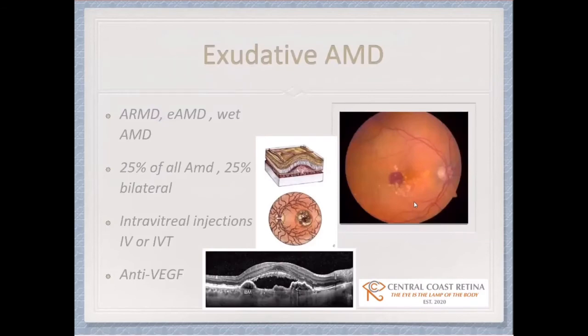Here's the exudative or the wet form of macular degeneration, and sometimes they have bleeding under or in the retina. And what that means is abnormal blood vessels are creeping under the retina, lifting it up and bleeding or leaking into the retina. It's only 25% of all macular degeneration, and most of it is unilateral, meaning it affects one eye. However, there's 25% that's bilateral. We used to try to laser those in the past, but the standard of care treatment now is injections of medicine into the eye to deliver it to the retina. And those are called intravitreal injections.